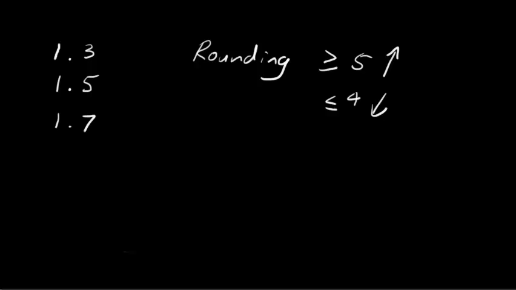So 1.3: 3 is less than 4, so that would be 1. 1.5: 5 is greater than or equal to 5, it's equal to 5, so we round up to 2. And 1.7: 7 is greater than 5, so we'd round up to 2 also.